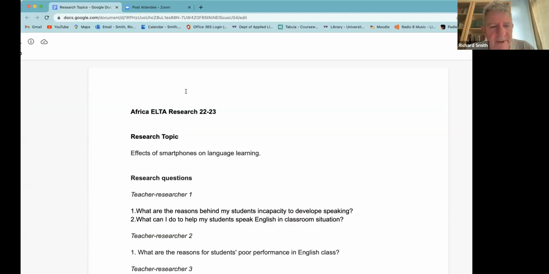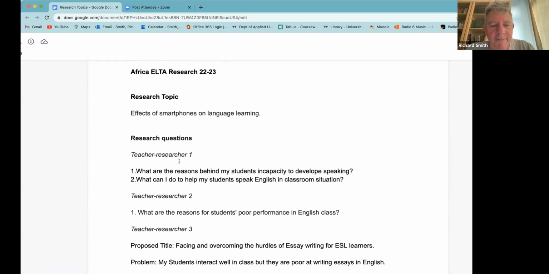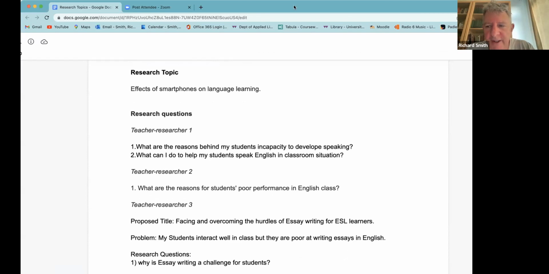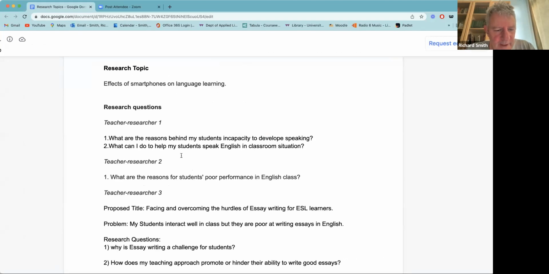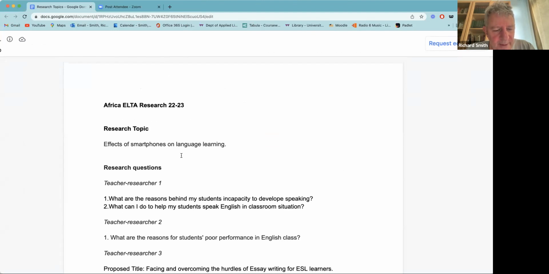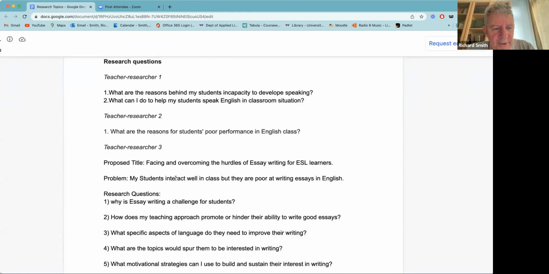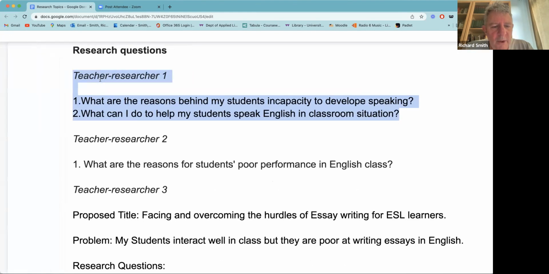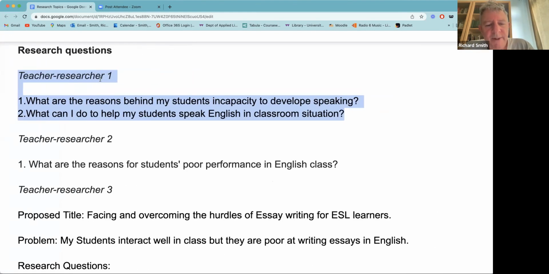But if you like, we could look at some of the questions that I know that some of you have, because Amira has shared these with me, and I could just comment on maybe some of these. So we've got, for example, here research questions, teacher researcher 1, and let's think about that a little bit. So what are the reasons behind my students' incapacity to develop speaking?